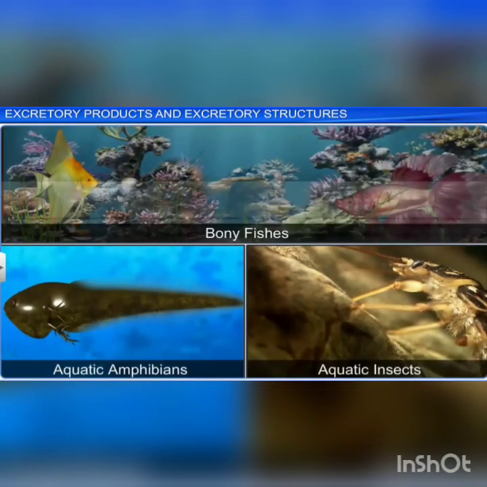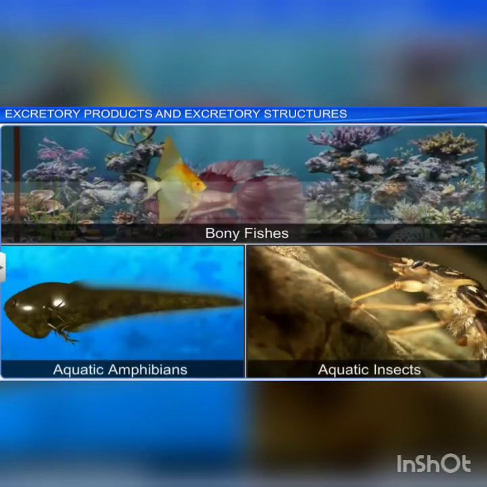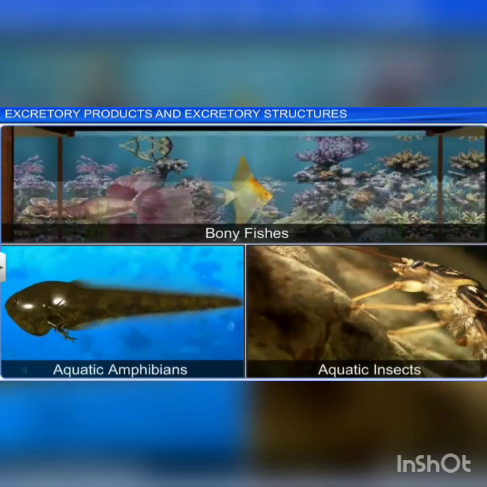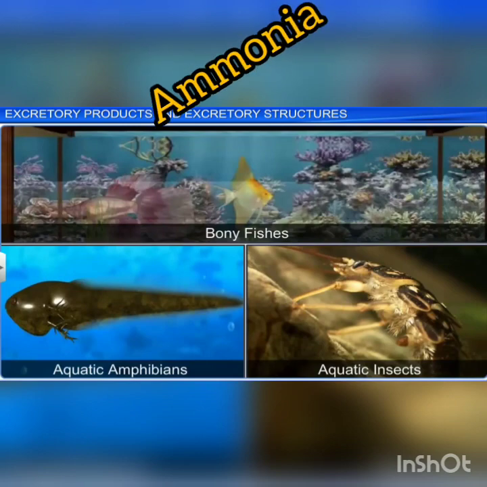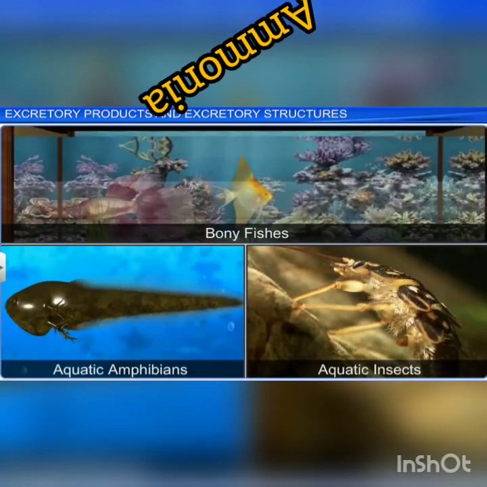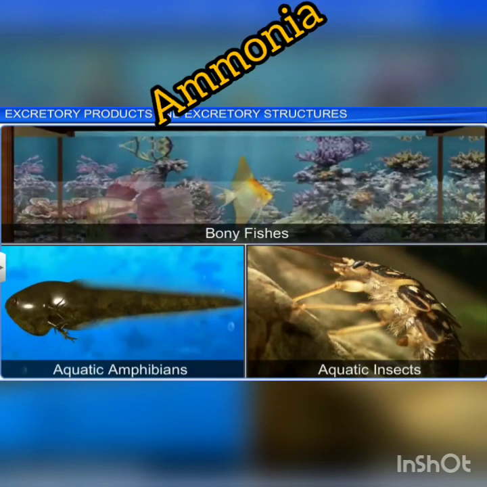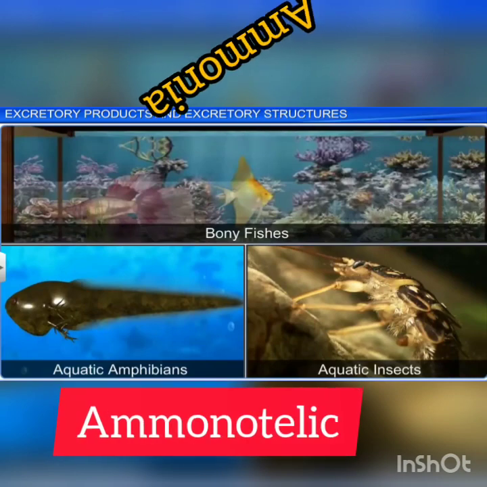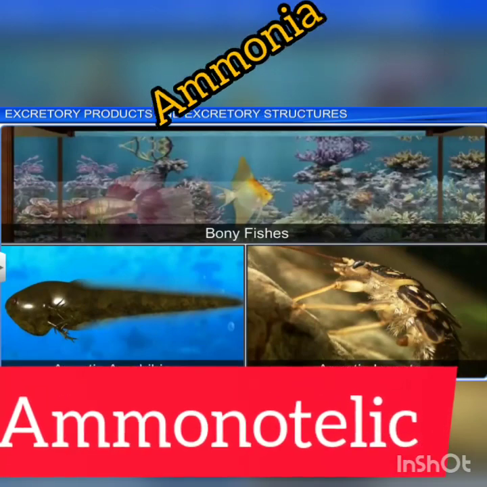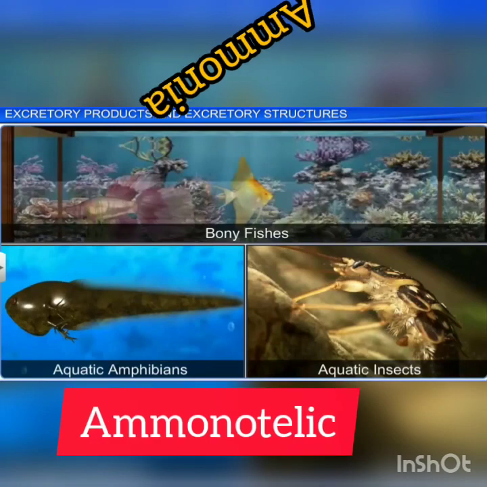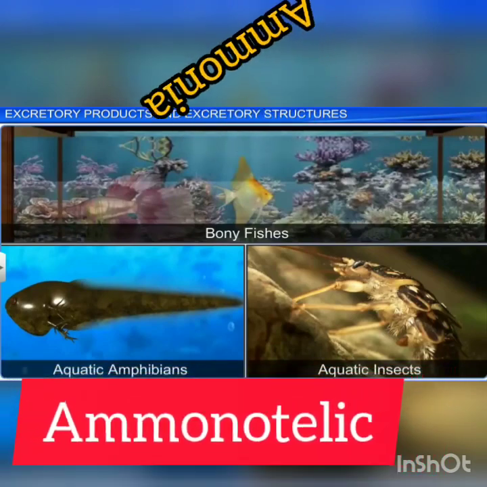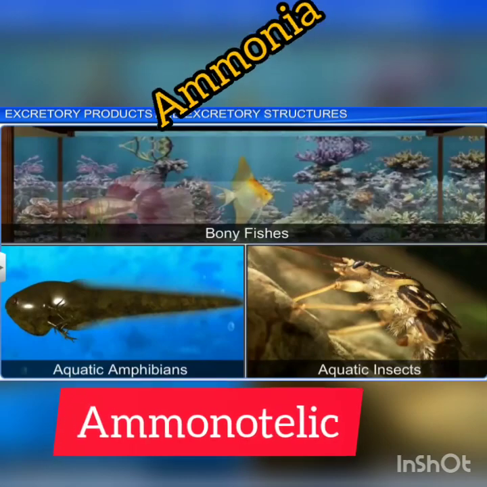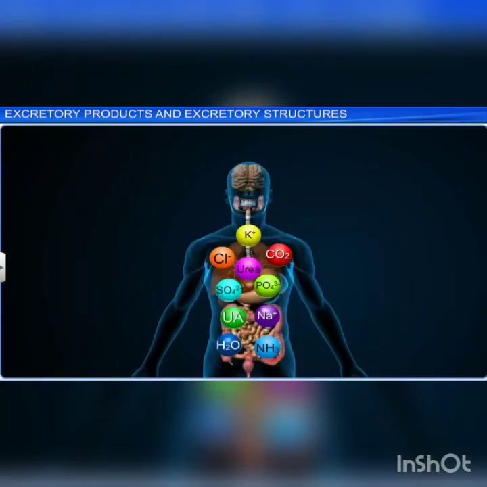Generally, bony fishes, aquatic amphibians, and aquatic insects excrete ammonia in the form of readily soluble ammonium ions through their gills or body surface by the process of diffusion. Animals that excrete ammonia are called ammonotelic, while the process is called ammonotelism. Excretion of ammonia requires a lot of water.